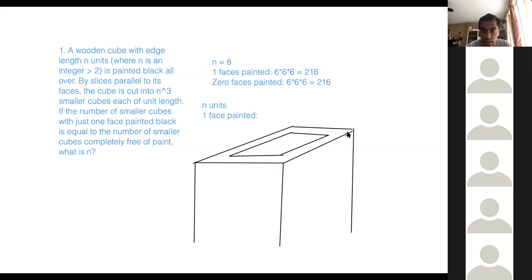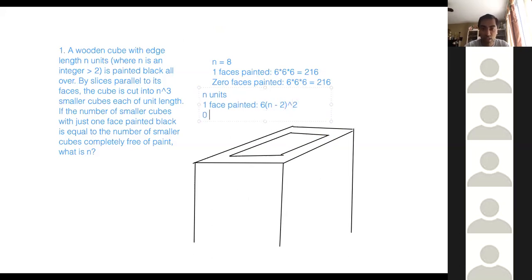So if this is n, this should be n minus 2, right? So in this case, this was 8. Good. So 6 times n minus 2 squared, good. And that also includes the next answer, and let's go through that. Okay, so 6 times n minus 2 squared.